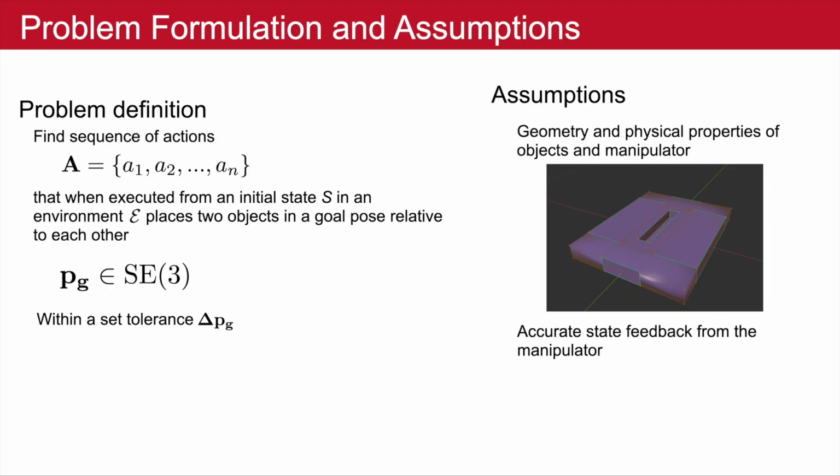We formalize the problem of motion planning for parts assembly as the search for a sequence of actions A that, when executed from an initial state S, places one object within a goal pose with respect to another, within a set tolerance. We also make the following assumptions. In order to perform the physics-based simulation, we assume knowledge of object geometries and physical properties, as well as those for the manipulator. We also assume good state feedback from the manipulator.